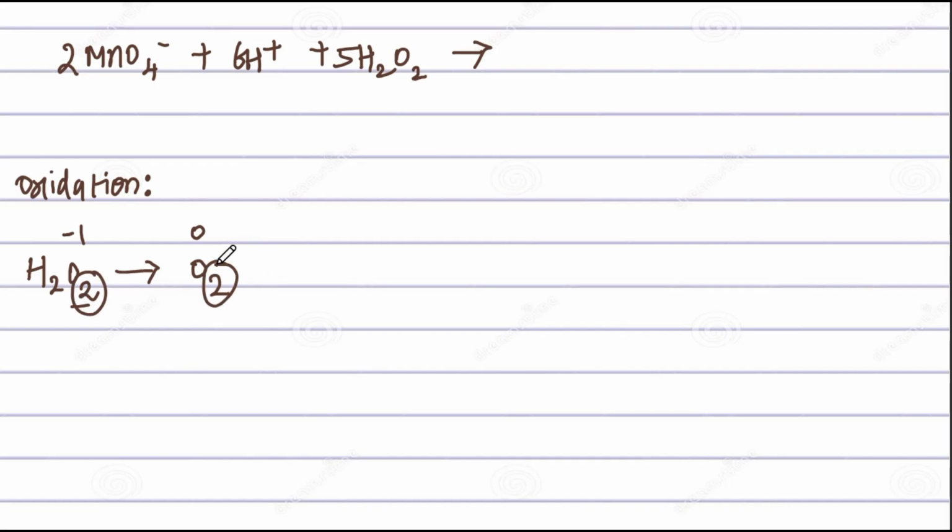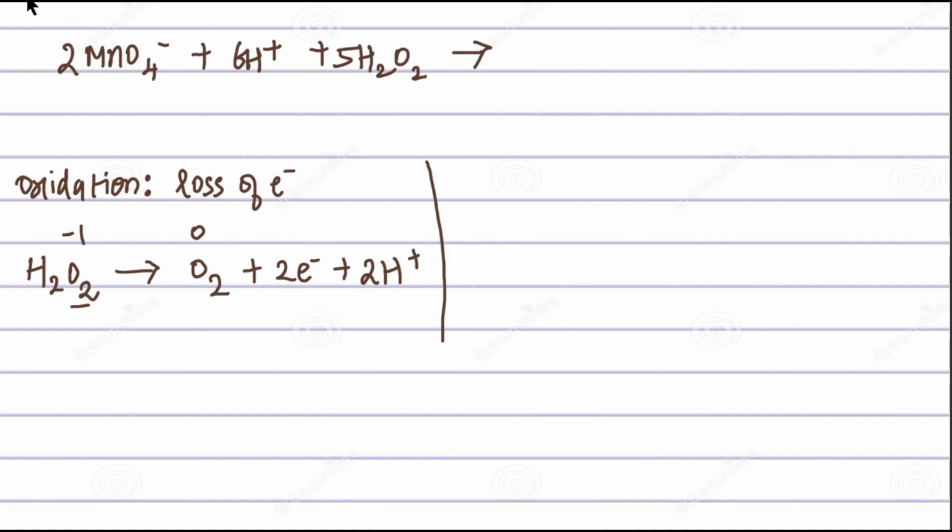But how many atoms are involved? 2 atoms are involved, so 2 electrons are lost. So why is it written on the product side? Oxidation is loss of electrons. Then you have to balance the hydrogen atoms also. 2 hydrogen atoms are present on the reactant side, so in the product you have to write 2H plus. So this is the oxidation half reaction.